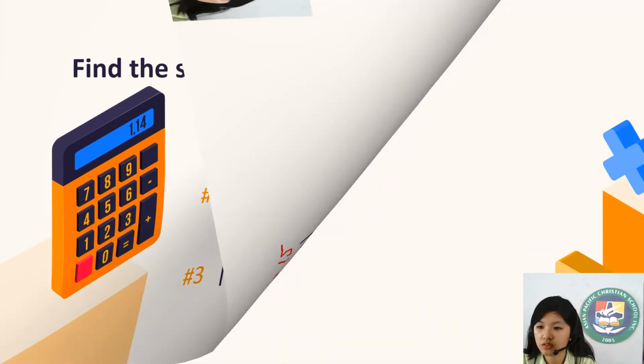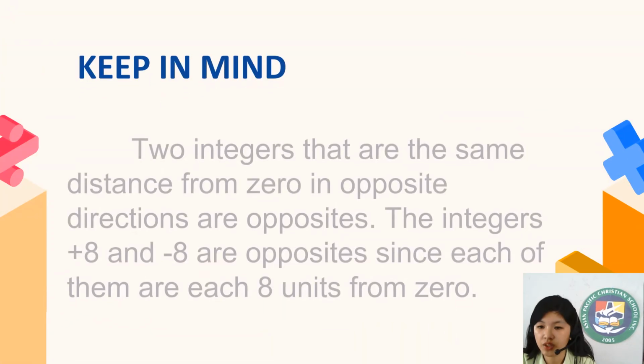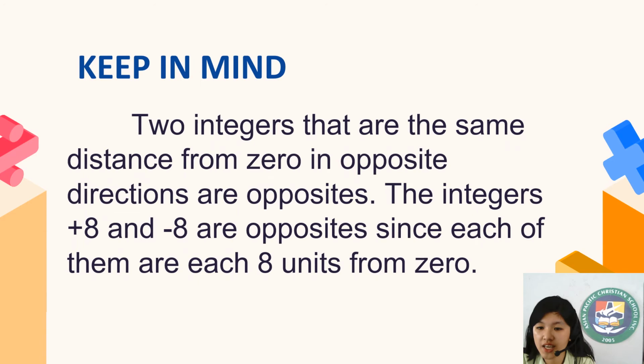Next, keep in mind two integers that are the same distance from 0 in opposite directions, kahit opposite sila. So, the integers, halimbawa, positive 8 and negative 8 are opposites, di ba? So, since each of them are 8 units from 0, ang kanilang absolute value ay 8 din.